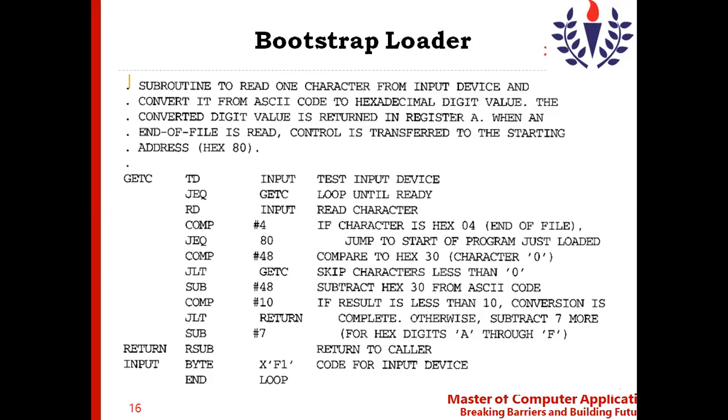When it is compared, if the value is less than, then JLT. JLT is used when you compare the value present in the accumulator and the value given in the constant, and the value in the accumulator is less than it.